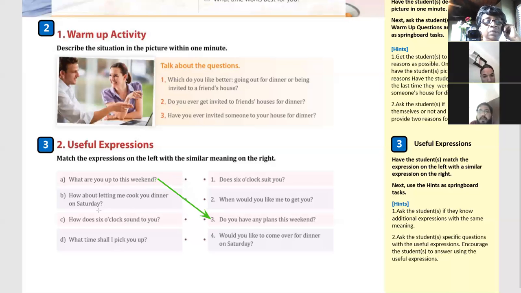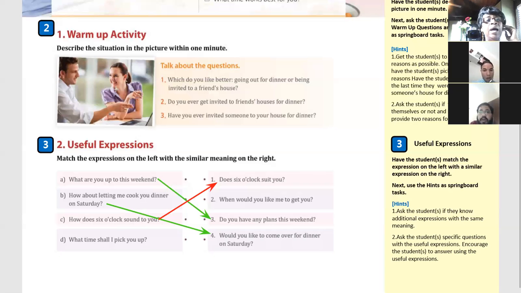How about letting me cook you dinner on Saturday? I think the fourth one is the accurate one. Would you like to come over for dinner on Saturday? Okay. And Always, could you do C? How does 6 o'clock sound to you? Does 6 o'clock suit you? It's number one. Okay.